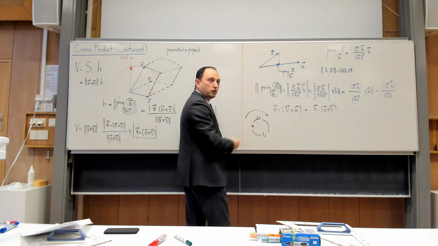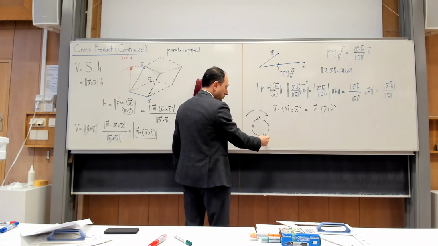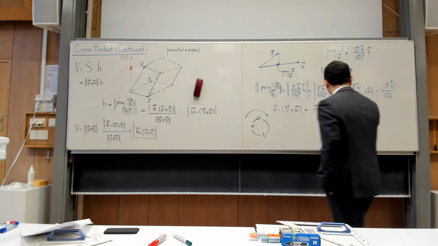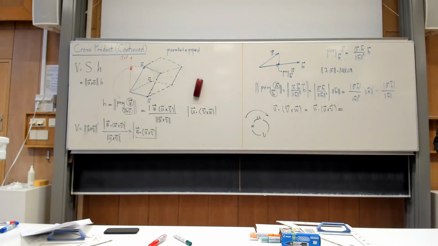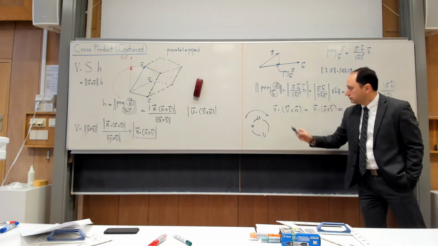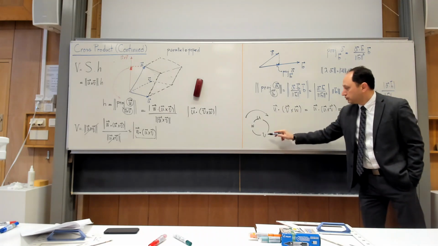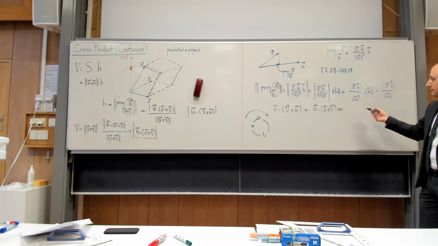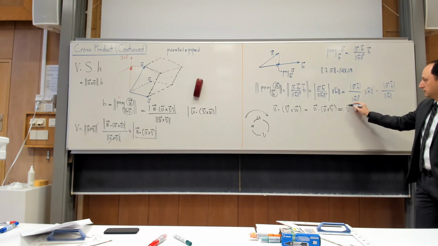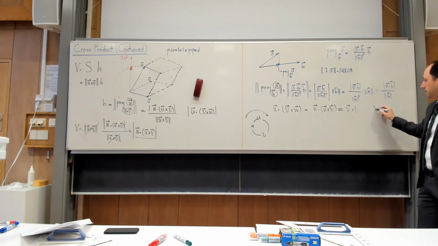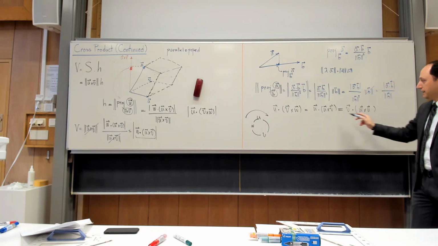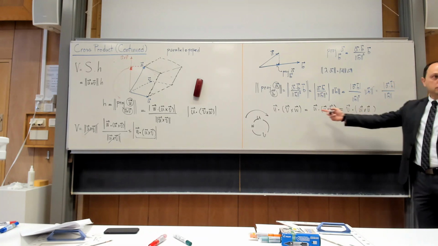I am going clockwise all the time. W, U, V. Can you tell me another way of writing it now? Here I started with U, but I'm always going clockwise. Here I started with W, now here I want to start with V. What can I write? V dot what? W. W cross U. So if you pay attention to this, all of them are equal.